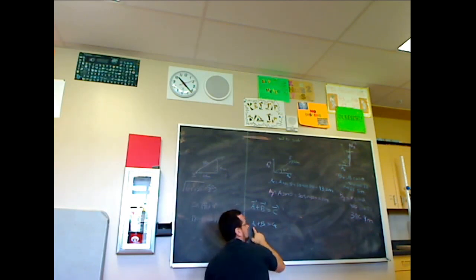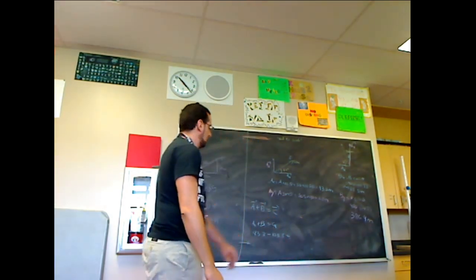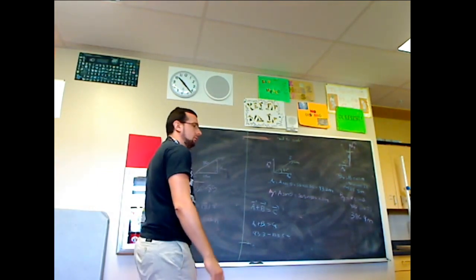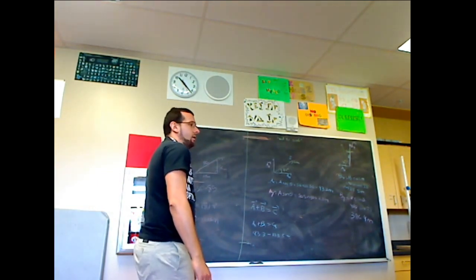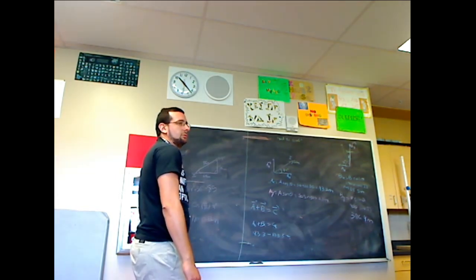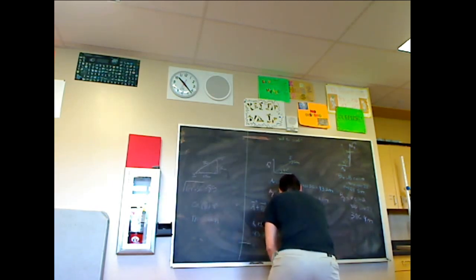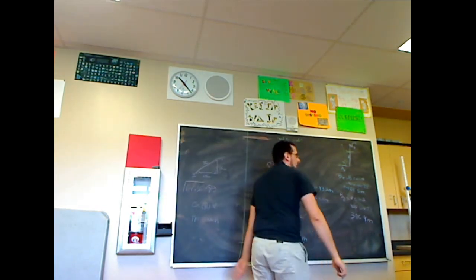What's AX? 43.3. What's BX? Minus 103.5. What do we get? Let's go. Negative 59.7. Negative 59.7 meters. Right?